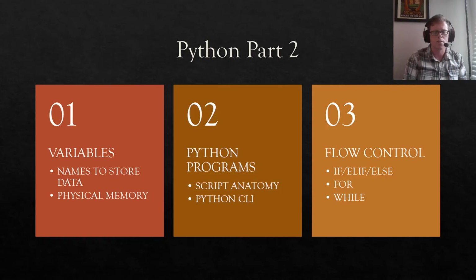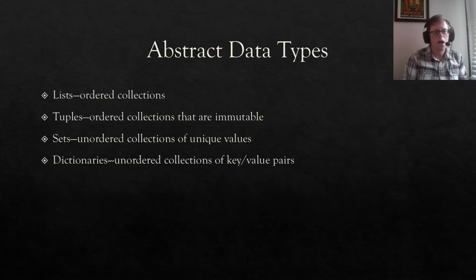potential conditions. We are now turning to abstract data types, which include lists, tuples, sets, and dictionaries. Lists are ordered collections. Tuples are also ordered collections, but they are immutable. Sets are unordered collections of unique values. Dictionaries are unordered collections of key-value pairs. With all these concepts in hand, we are ready to start learning functions next week.